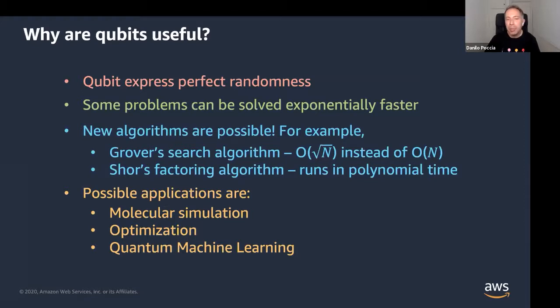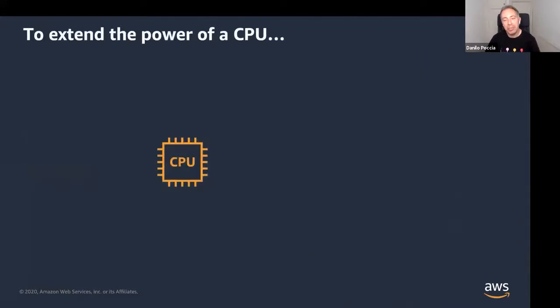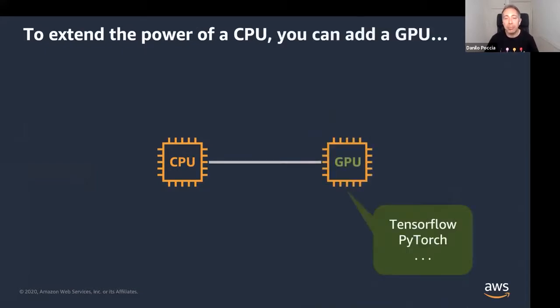So new applications are possible, but can I use these applications today, or is this still rocket science? What is interesting is that we can use a quantum computer in a relatively easy way. If we look at a traditional computer, we have a CPU doing most of the work, and we are quite used to extending the power of a CPU with external coprocessors. For example, in machine learning, it's very common to add a graphical processing unit, a GPU. And when you add a GPU, you don't need to know all the internal details of the GPU, how the semiconductor used to build it works. You just use a high-level framework, like, for example, in machine learning, TensorFlow or PyTorch. And these high-level frameworks give you the high-level functions that you can use to leverage the power of the GPU.